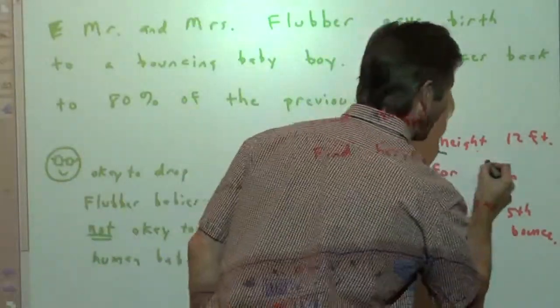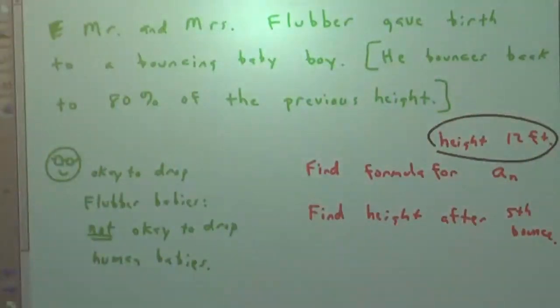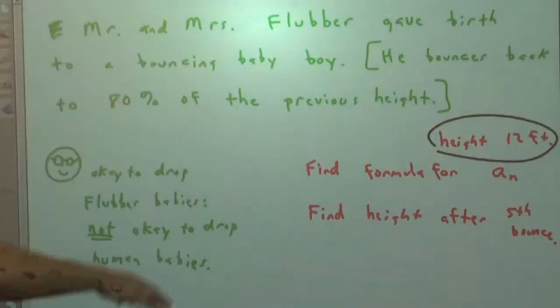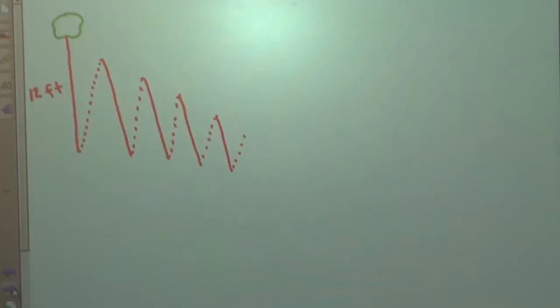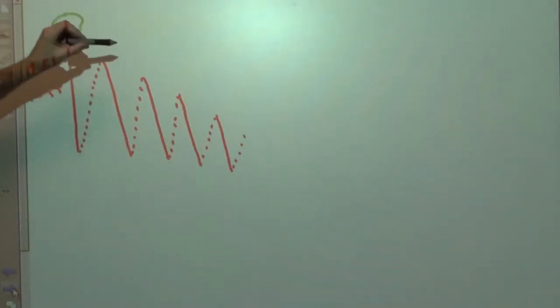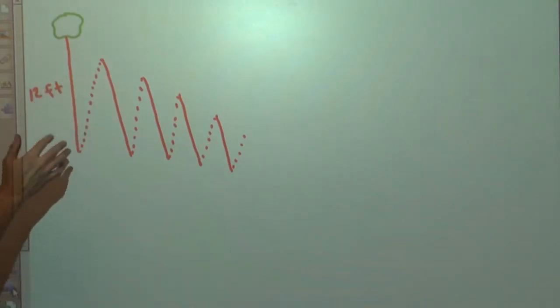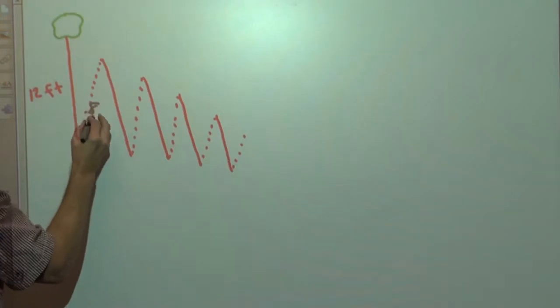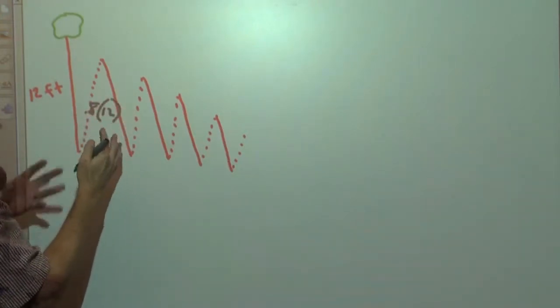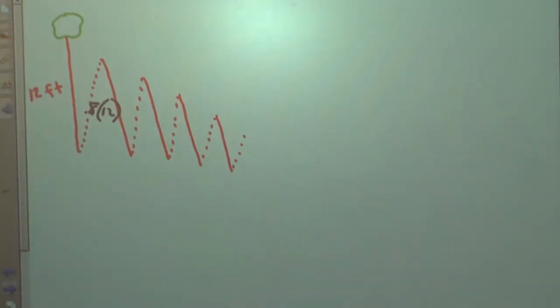Now, we're going to drop this Flubber baby from a height of 12 feet, and it's going to keep bouncing back up to 80% of its previous height. Find the height after 5 bounces. Not a bad idea to visualize what's going on. Here's baby Flubber. Woohoo! Boing, boing, boing. It bounces back up to 80% of its previous height. So this height here would be 0.8 times 12. That's 9.6 feet. And then it bounces back again after that.